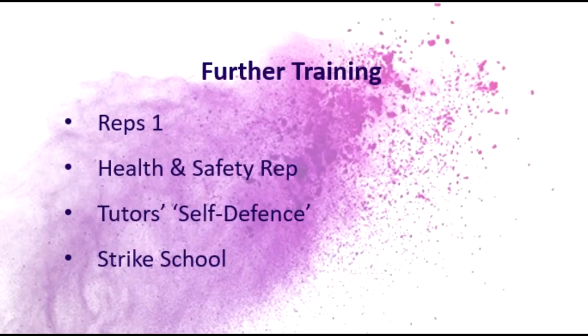That's all for the resources then. I'll just end by pointing to some further opportunities for training, if you'd like to develop your skills and capacities as a union activist, or to get more involved. Reps 1, the first one here, is the training that you undertake to become an official union rep. That's the role that I outlined above. And then health and safety rep training is a version of this that focuses particularly on health and safety issues. It does what it says on the tin there.